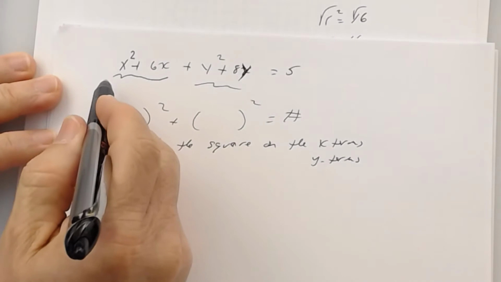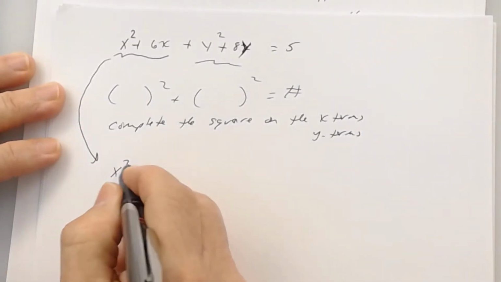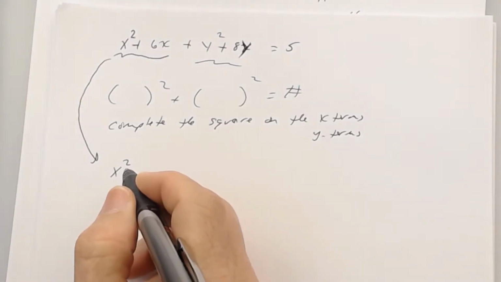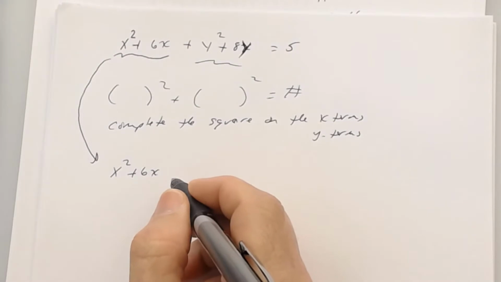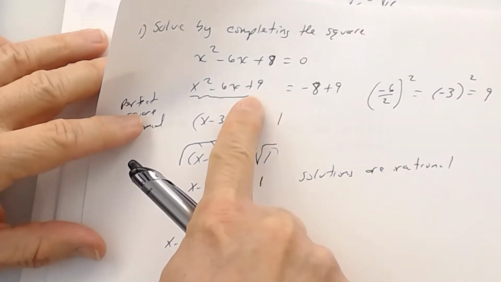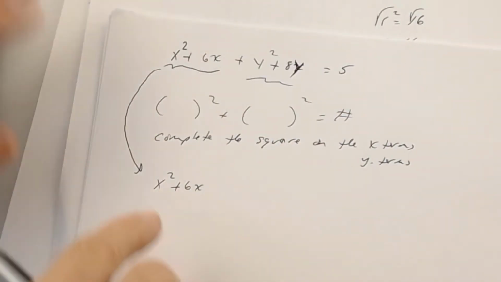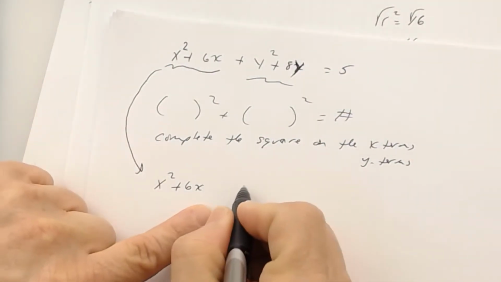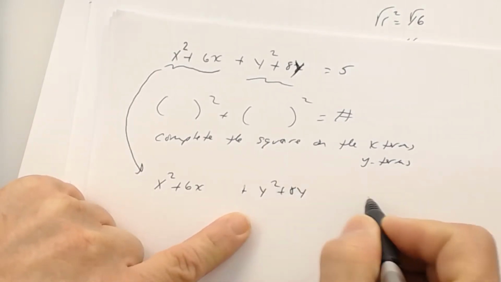So what I would do is this. Go ahead and put the x's together. X squared plus 6x, leave some space. You remember when I did solving the quadratic equation earlier using completing the square? I said leave some space, right? And then plus, do the same thing here. Y squared plus 8y, leave some space, equal 5.